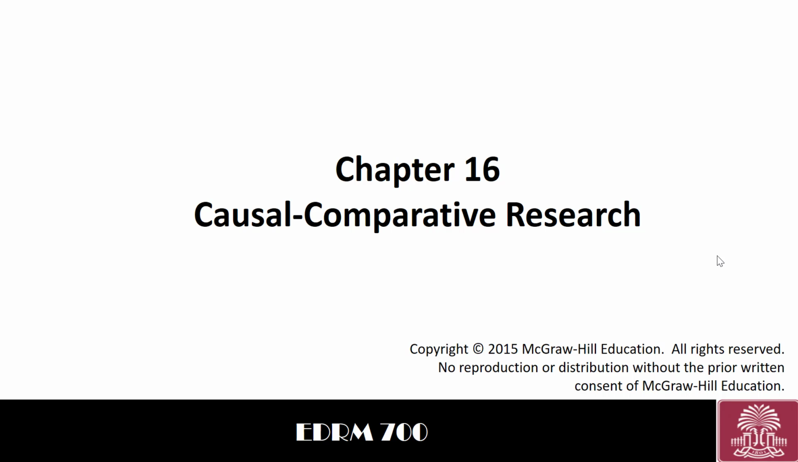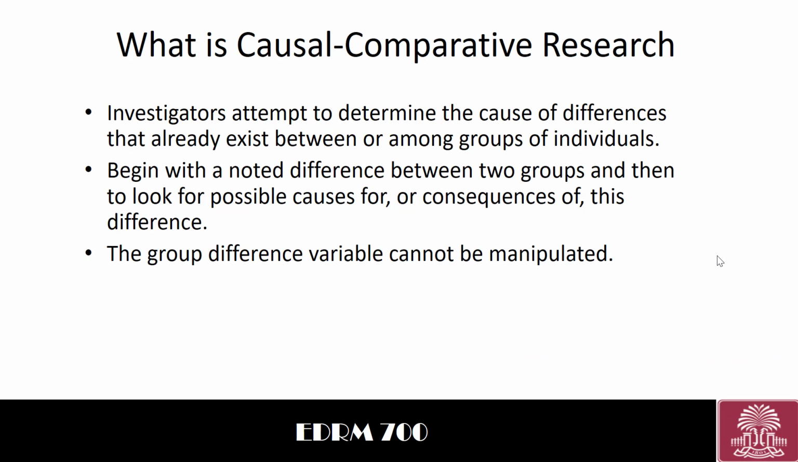Causal comparative research allows researchers to investigate the possibility of a causal relationship among variables that cannot, as in experimental research, be manipulated. In a causal comparative study, two or more groups that are different on a particular variable are compared on another variable. Causal comparative research attempts to determine the causes of differences that already exist between or among groups of participants.